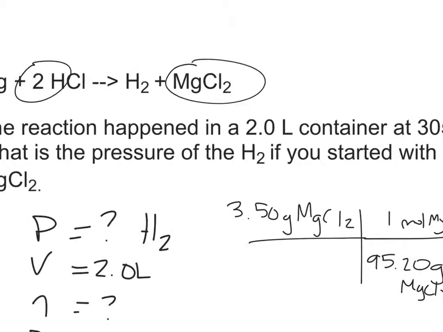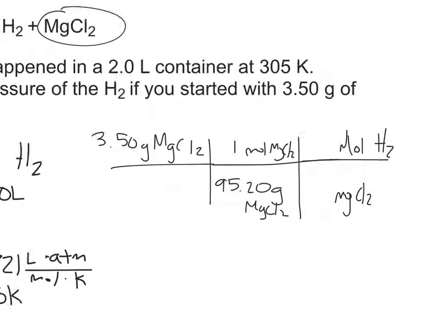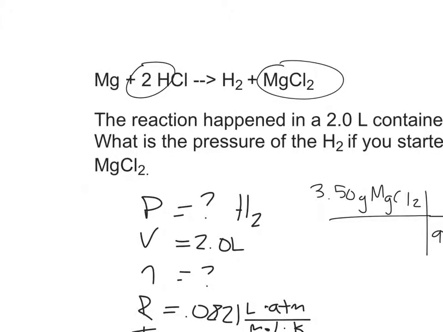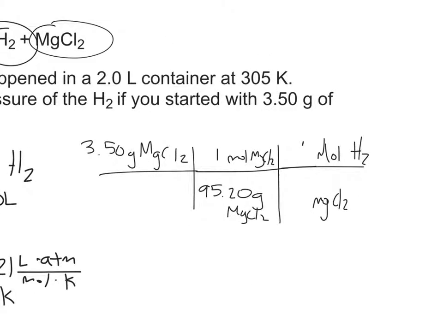For every 2 HCl's, just kidding, I don't want HCl, I want H2. So for every 1 H2, it's 1 MgCl. 1 to 1 mole ratio, and now I do the stoichiometry, and I get an answer of 0.0368 moles of H2 gas.